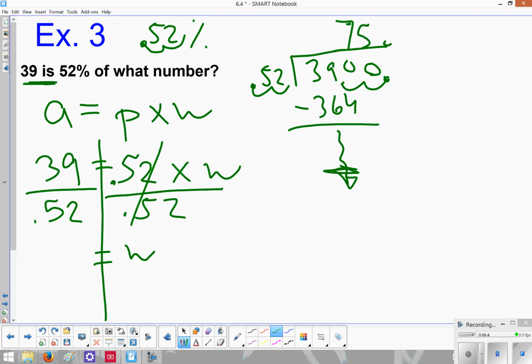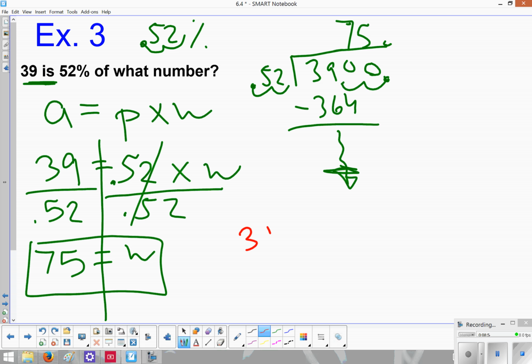What does that 75 mean? That means you got a 75 question test. So 75 would be that part. And so 39 is your A, and 75 would be your whole. And what grade did you get? You ended up getting a 52%.